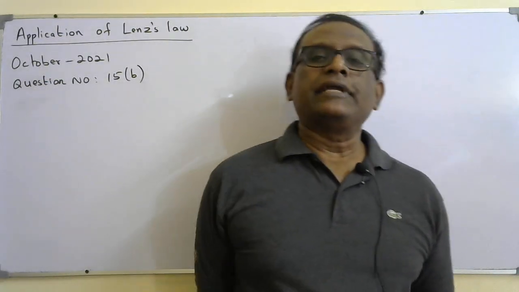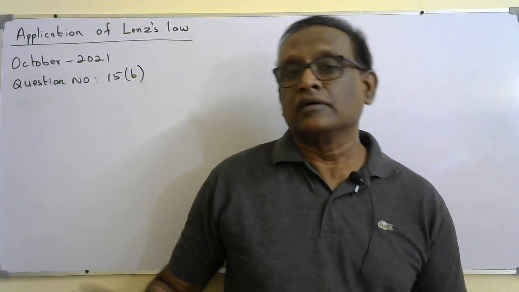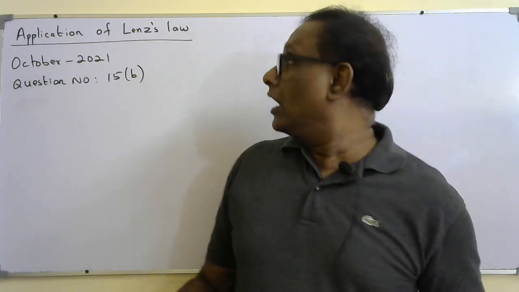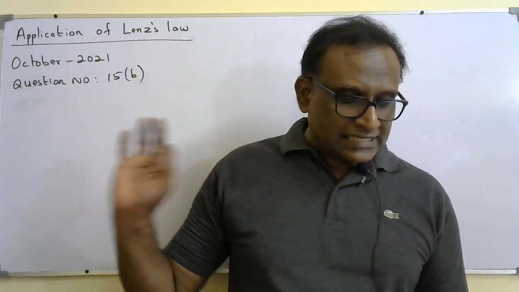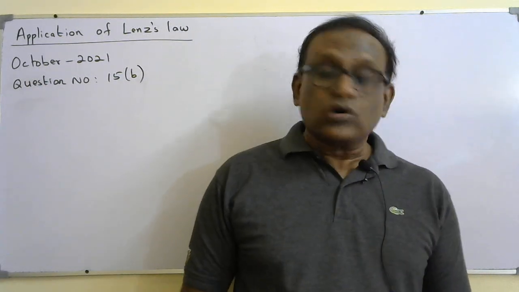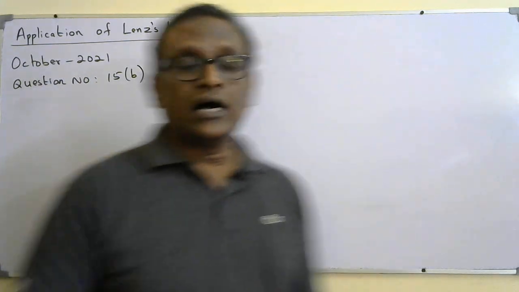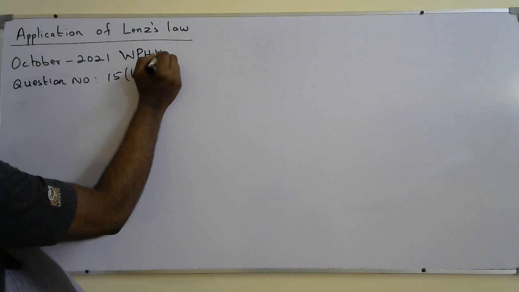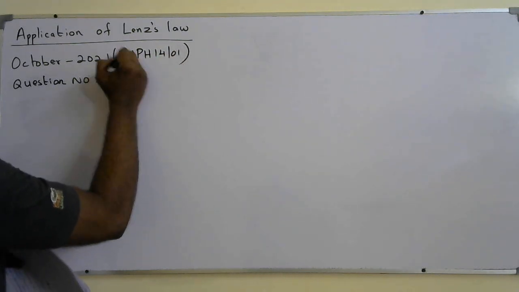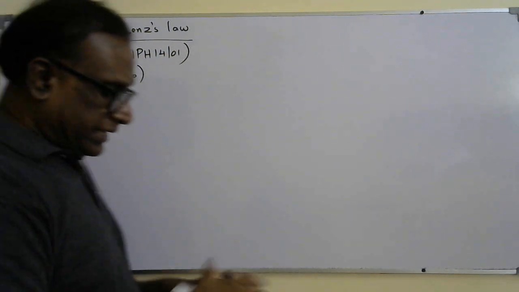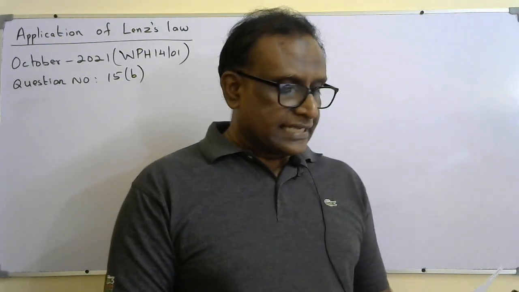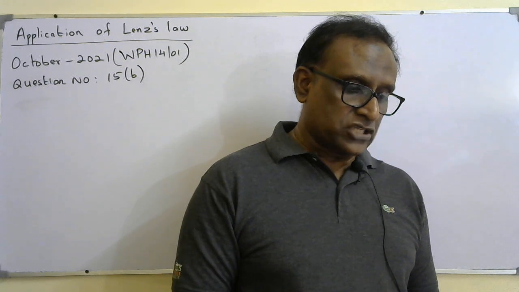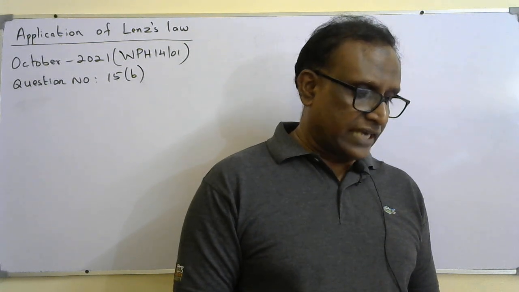Okay, so this is another application of Lenz's law, such as a braking system. So question number 15 B part, but I'll start with the beginning. October 2021, WPH1001. Here the question is about a carriage on a roller coaster ride that travels along a horizontal track towards a vertical tower as shown.